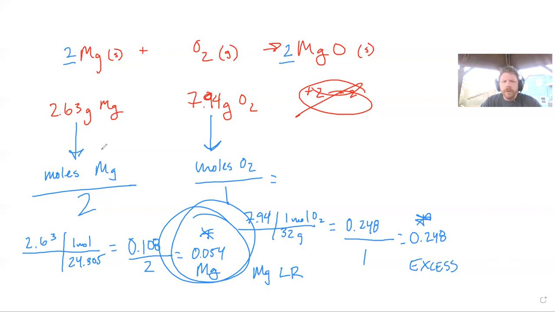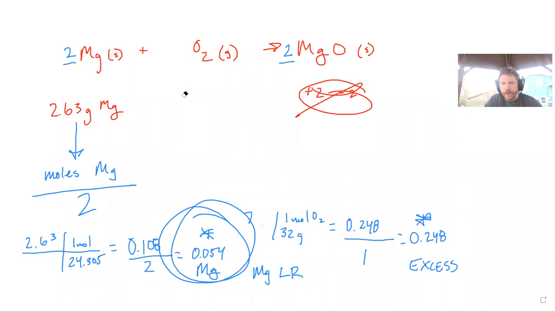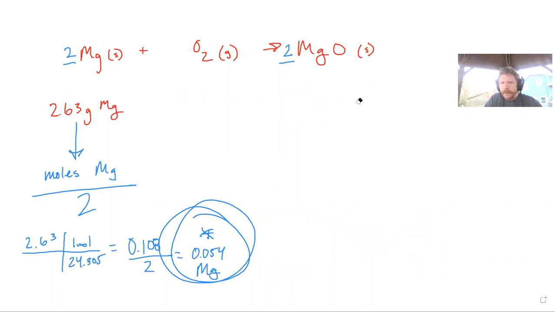Okay, so what I'm going to do is erase a considerable portion of this. I don't need to worry about the mass of O2, the moles of O2, or my quotient for O2. I need to focus on the mass of magnesium that I have. So I'm going to say 2.63 grams of magnesium.